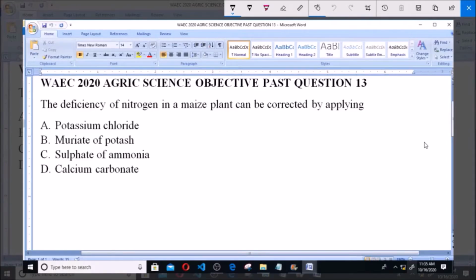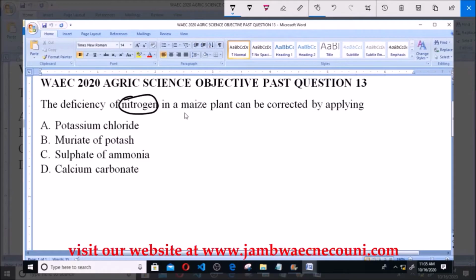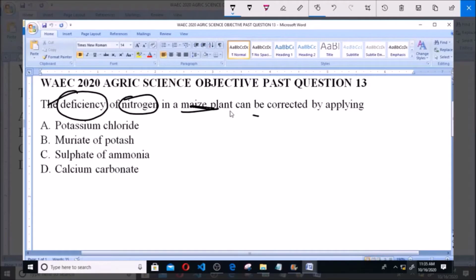The deficiency of nitrogen in a maize plant can be corrected by applying A, potassium chloride, B, muriate of potash, C, sulfate of ammonia, D, calcium carbonate. So we're asked for what you can use as a nitrogen supplement for plants, specifically in this case a maize plant. So the deficiency of nitrogen, what can you apply to correct it? Option A says potassium chloride, B says muriate of potash, C sulfate of ammonia, D calcium carbonate.